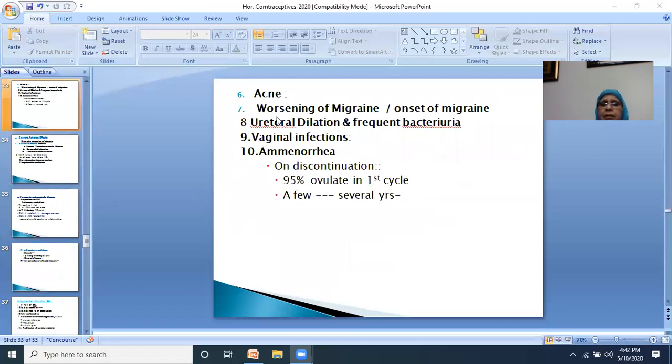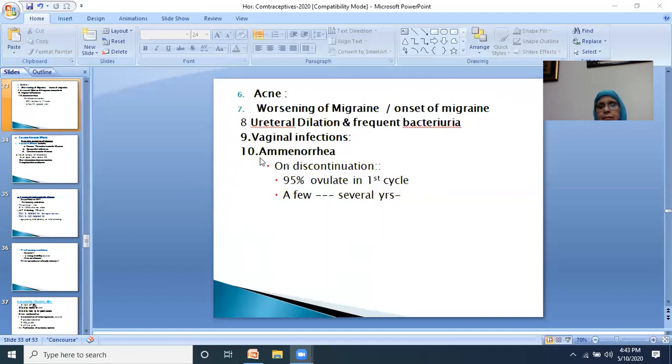Then acne occurs with androgenic progestins, and estrogenic ones will have a better effect. So we can change the preparation accordingly. Then worsening of migraine or onset of migraine, we must discontinue because this may start a cerebrovascular accident. Then they have urethral dilation and frequent bacteriuria, like in pregnancy. Then vaginal infections may occur, and they are frequent and difficult to treat.